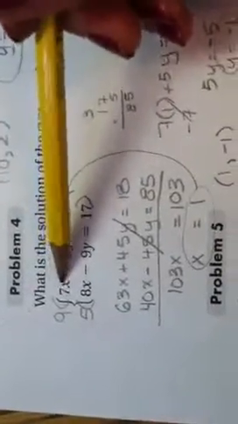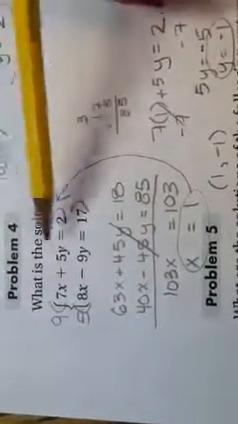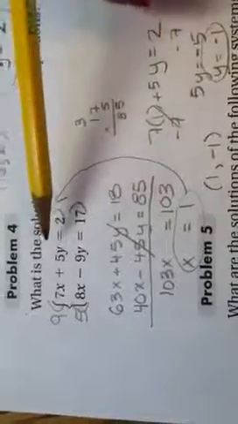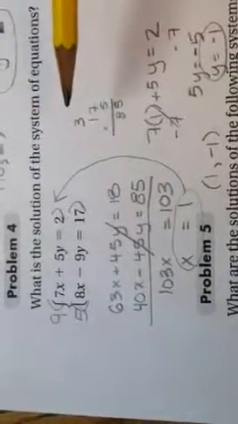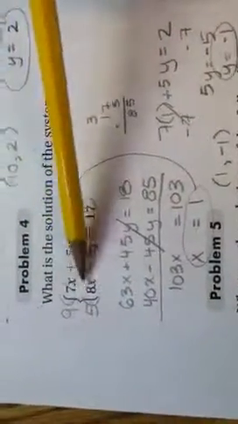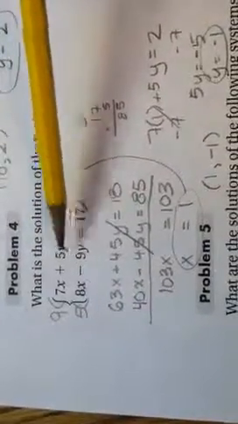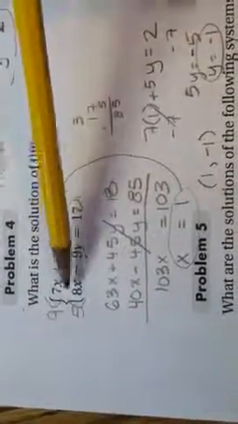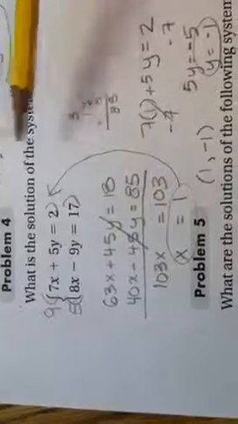If you want to double check it, let's go back here. 7 times 1 is 7, minus 5, because 5 times negative 1 equals 2. Yep, that checks out. My 8 times positive 1 is 8, minus 9 times the negative 1 is plus 9. 8 plus 9 is 17. That checks out as well.